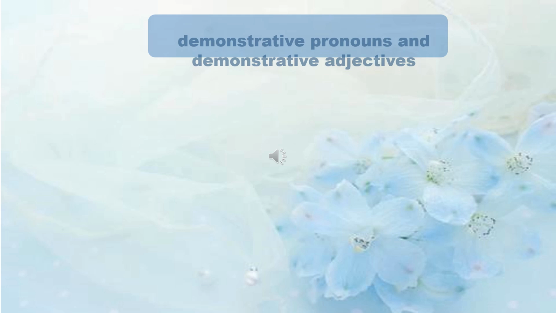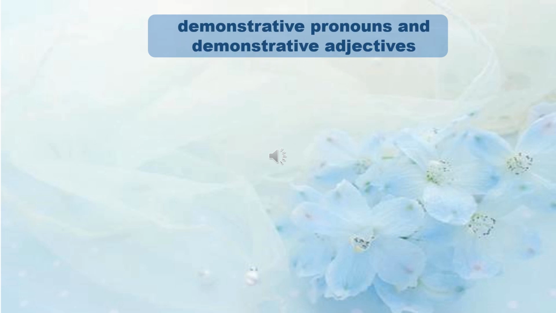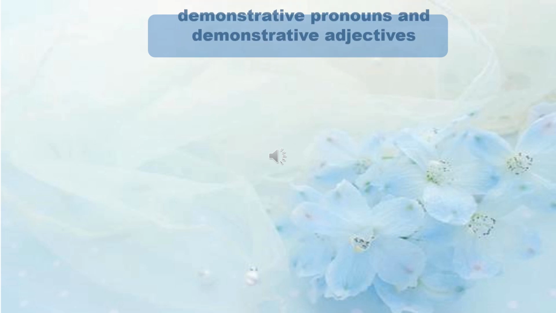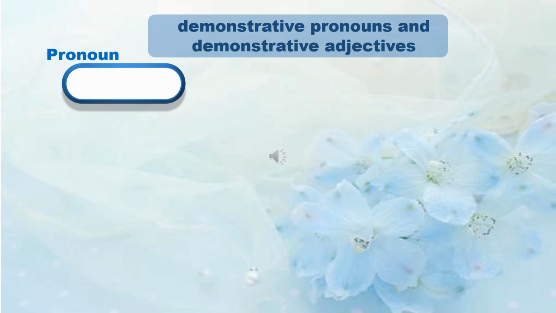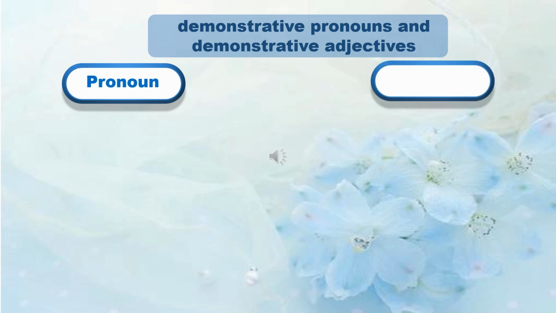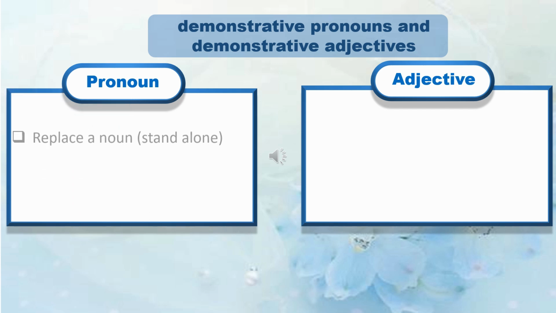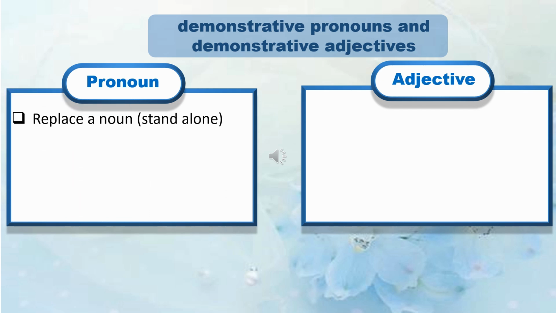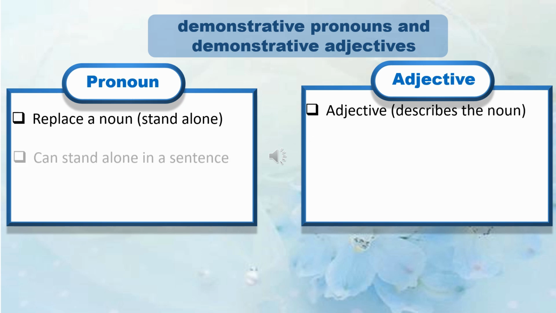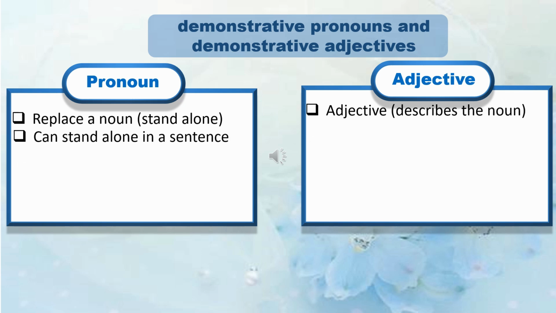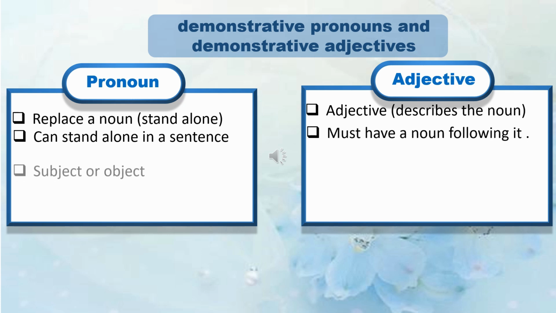We'll break down the key differences between demonstrative pronouns and demonstrative adjectives, two roles that use the same words, this, that, these, those, but function differently in sentences. Demonstrative pronouns versus adjectives: replacing versus describing. Pronoun: replaces the noun entirely. Adjective: describes which specific noun. Stand alone versus needs company. Pronoun: can stand alone in a sentence. Adjective: must have a noun following it.